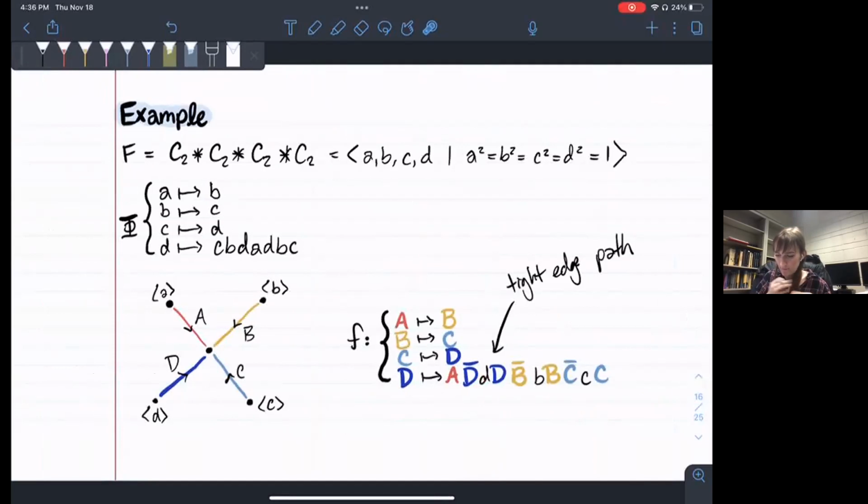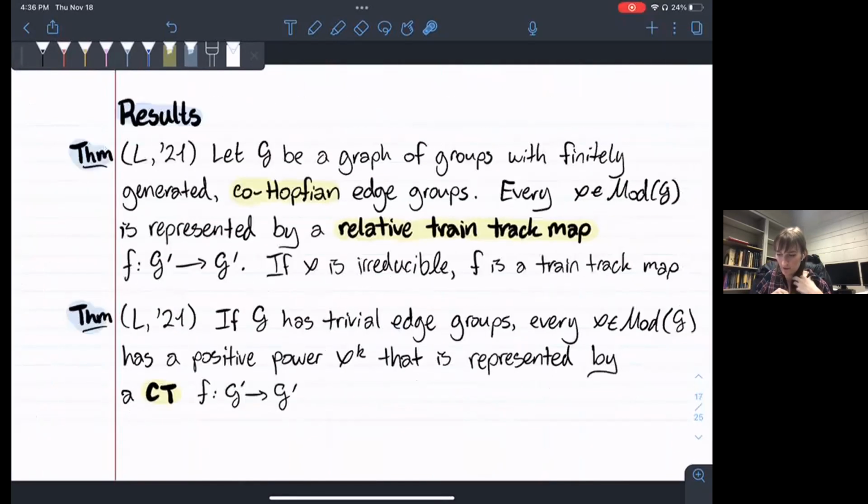Oh, here's another example. Okay, cool, great. I'm going to come back to this one though. Let me tell you my results first. So I have two theorems to tell you. This first one actually can be upgraded a little bit. So let G be a graph of groups with finitely generated co-Hopfian edge groups. I'll tell you what co-Hopfian means in a second if you don't remember.